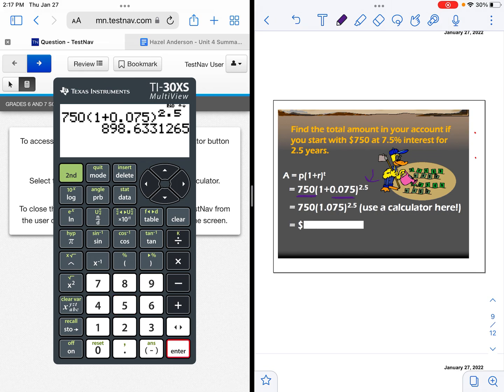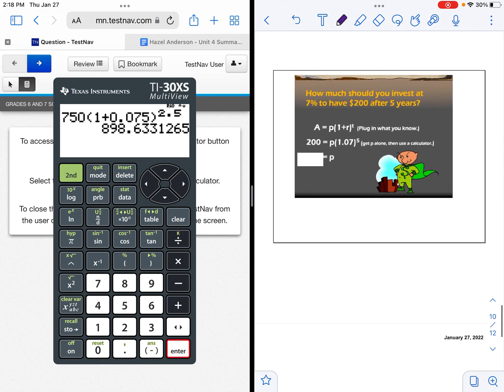I'm going to hit equal. Now, you don't have to add that to anything. That just gives you the amount. It automatically adds it to it. So your answer is you'll have $898.63. Remember, money only goes out 2 decimal places.